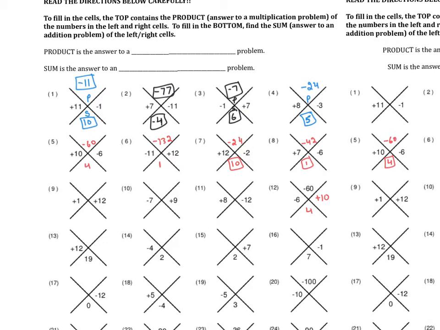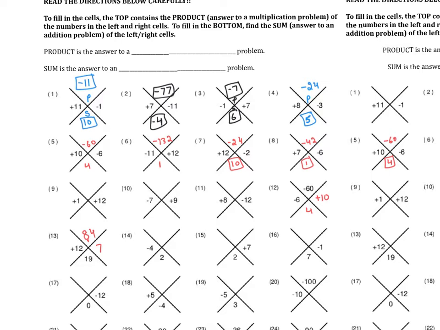Same thing for number 13. What should be this number? When we add them, we get 19. So that number should be 7. And what should be this number? When we multiply these two, we should get 84.